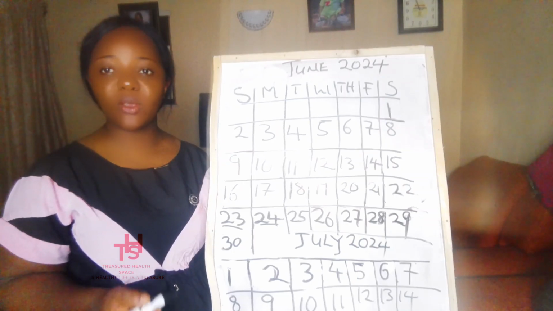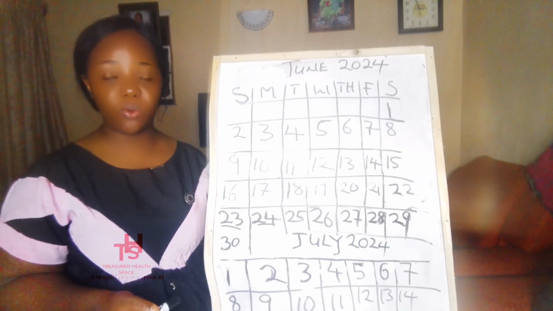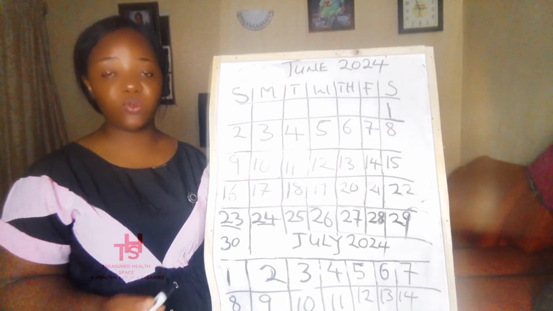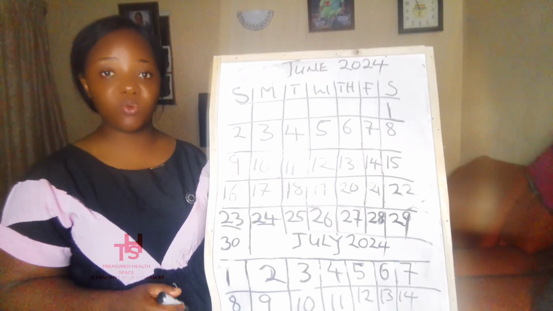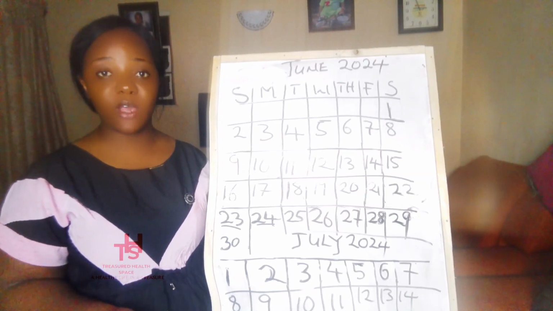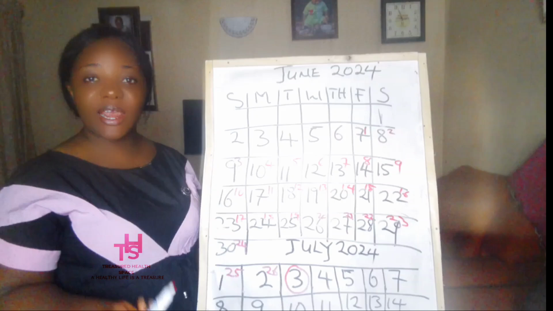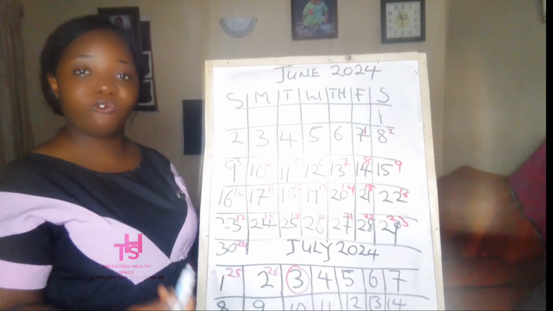Note that the menstrual cycle length that is considered normal is between 21 to 35 days. All right, so if yours is less than 21 days or more than 35 days, you need to see your doctor. Next is to know your ovulation.